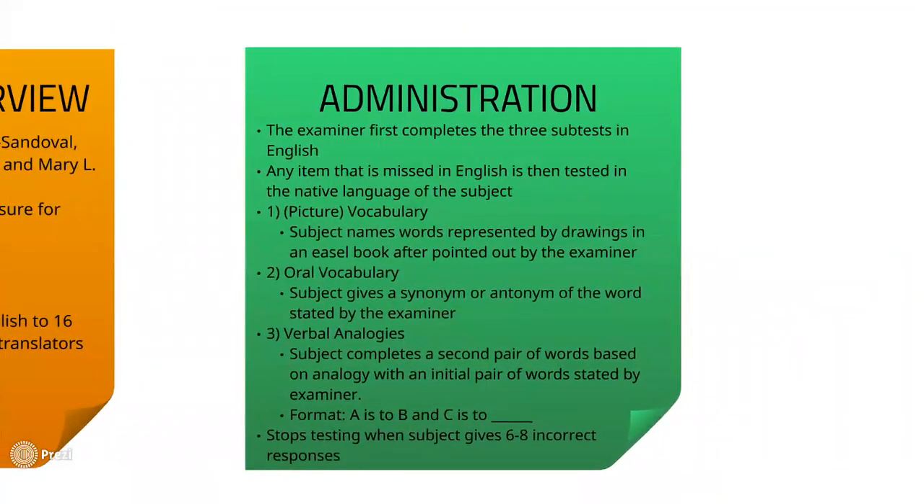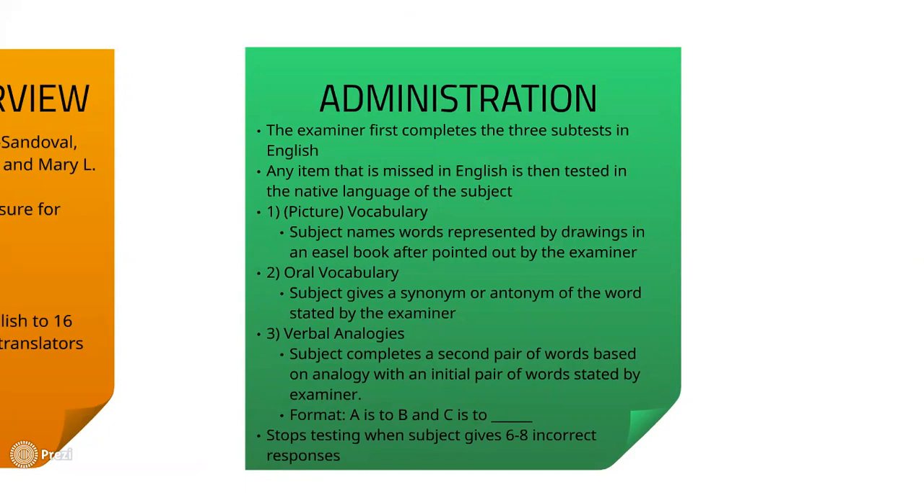For administration, the examiner first completes the 3 subtests in English. Any item that is missed by the individual in English is then tested in their native language. So for the first subtest, picture vocabulary, the subject names words represented by drawings in an easel book after they are pointed out by the examiner.